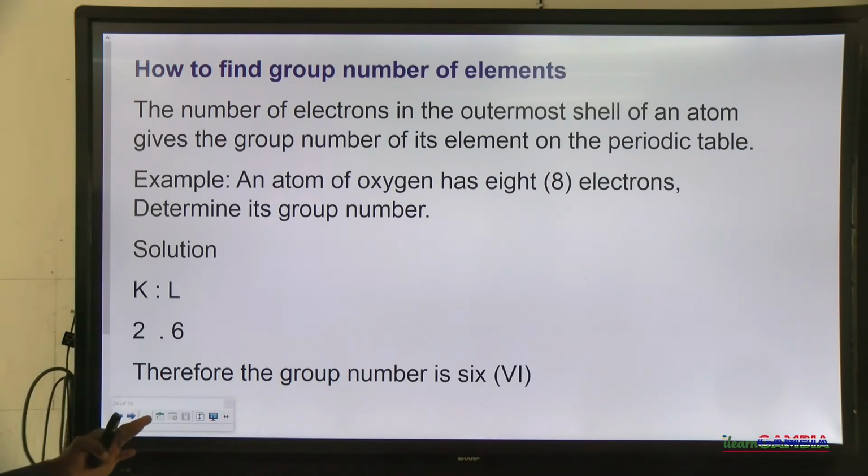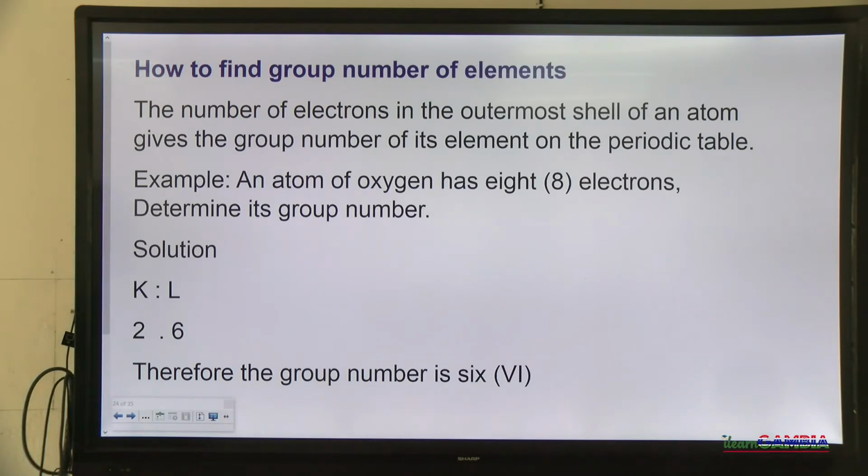That is, those elements that are found on the periodic table, for instance, those in group 1 have 1 electron on their outermost shell. That is, when we look at their last shell, they have only 1 electron. Therefore, their group number is 1. And those in group 2, they have 2 electrons on their valence shell or on their outermost shell. So they belong to group 2. So this is how we determine or find the group number of elements in the periodic table.